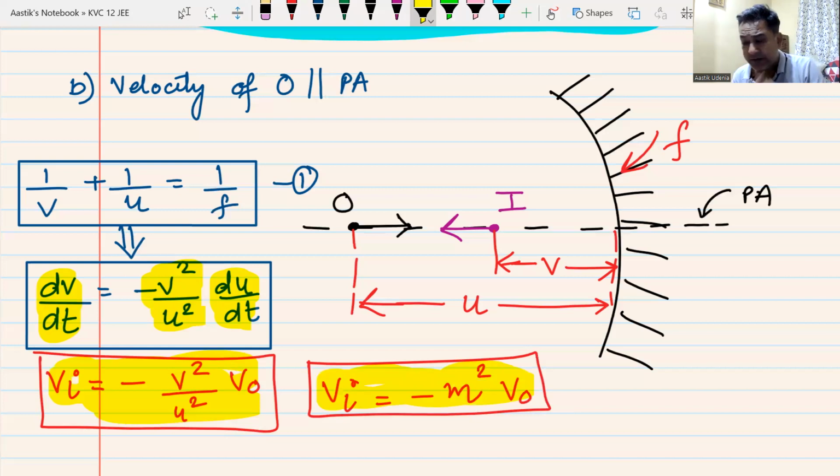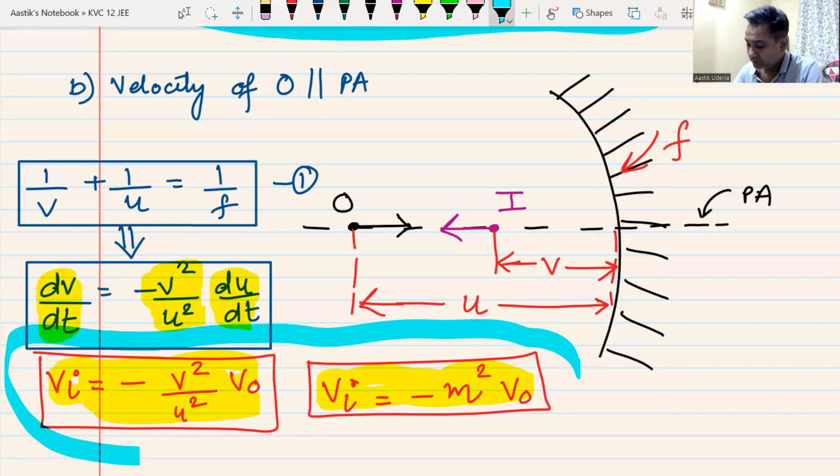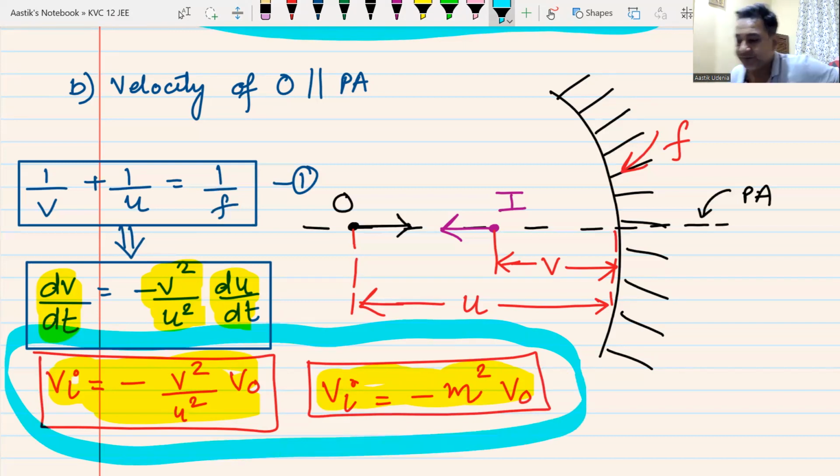So these are the two formulae that we have derived for velocity of image and velocity of object, and how they are related in two different cases: when the object is moving perpendicular to the principal axis and when the object is moving parallel to the principal axis. Again, what is important here is that you remember this formula and the case in which it comes. Do we understand this?